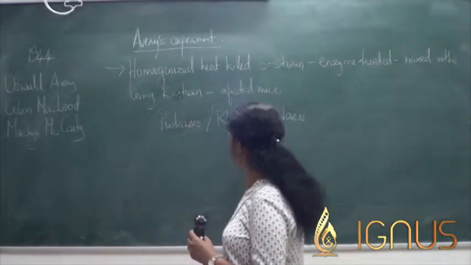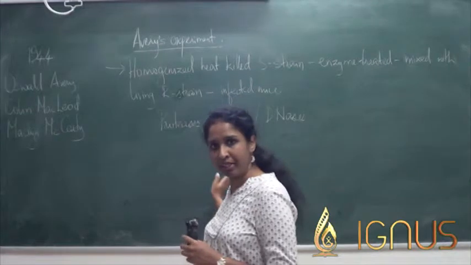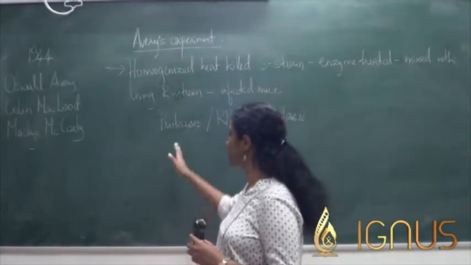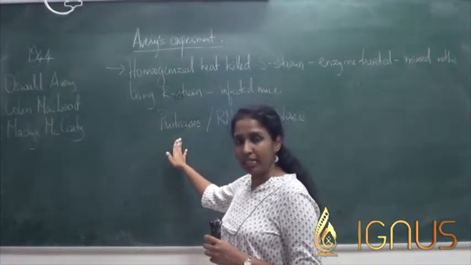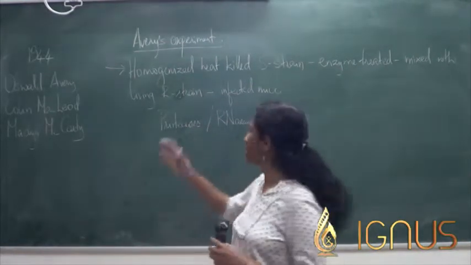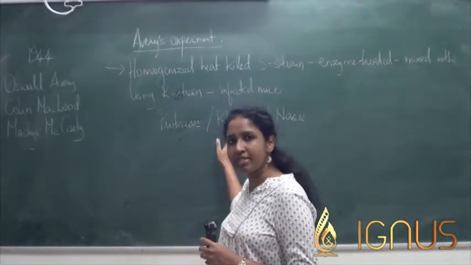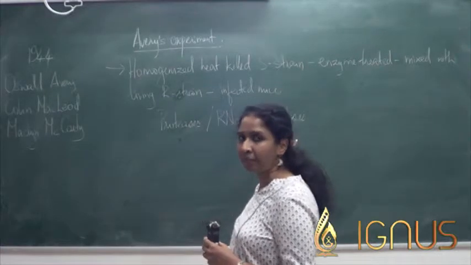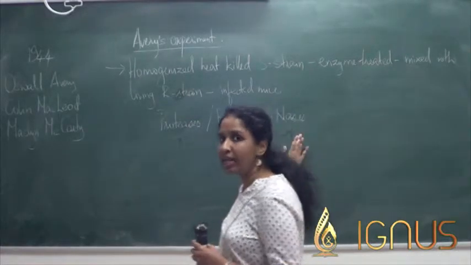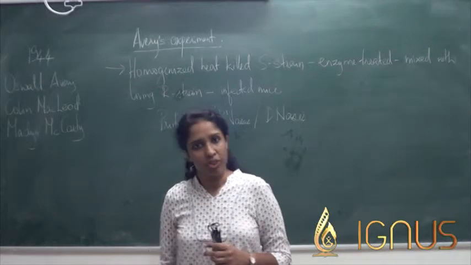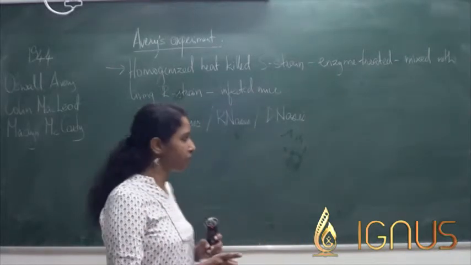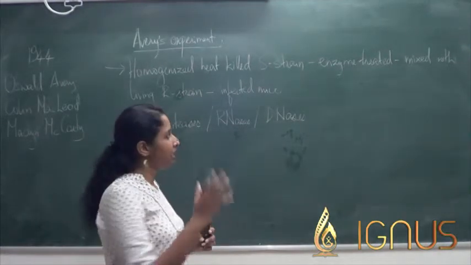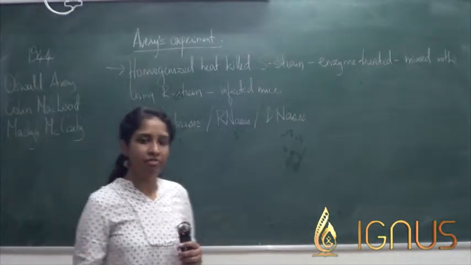Not that all of it was done at the same time. So in one experiment he would treat the homogenate with proteases, in another experiment he would treat the homogenate with RNases, and in another experiment he would treat the homogenate with DNases. Once the enzyme treatment was done, the enzyme treated homogenate which was missing one of the components, so it was either missing protein or RNA or DNA, was mixed with living R cells.